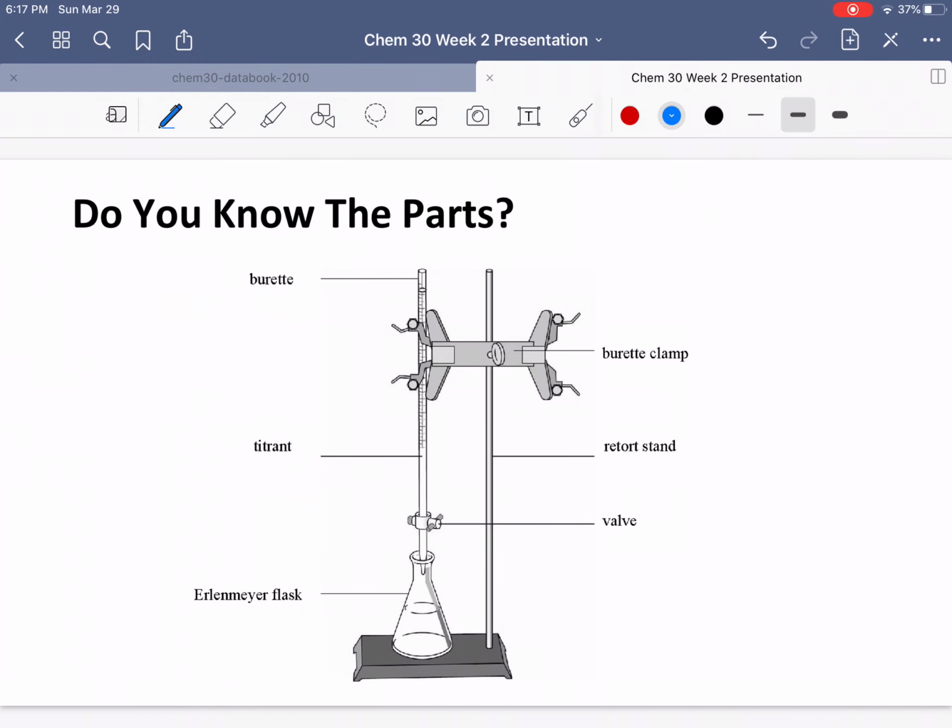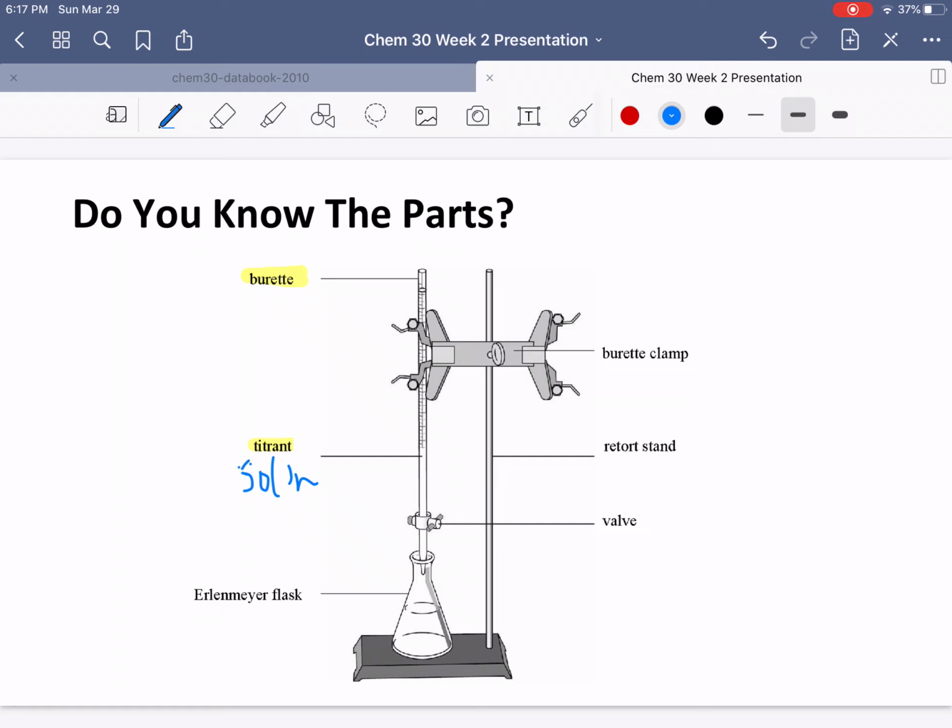Now on your notes, these are empty and I filled them in on the PDF. But please do go back, think about what's what, remember the terminology. The burette is the actual piece of glassware. And again, this should be familiar to you from last year. The titrant is the liquid that's in there, right? So that's the solution that's inside of the burette.